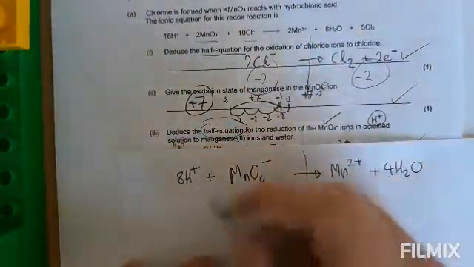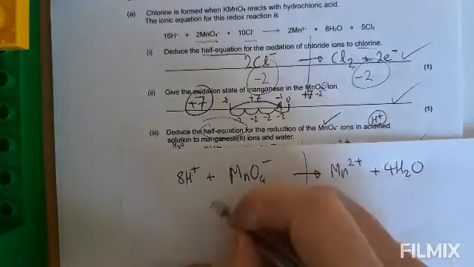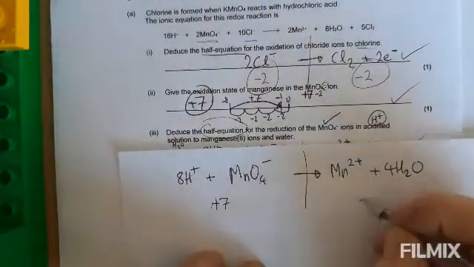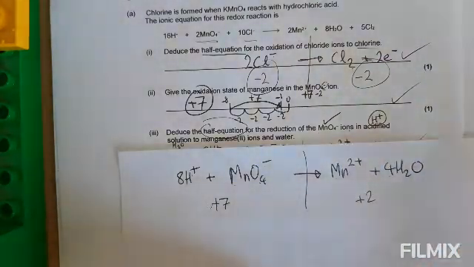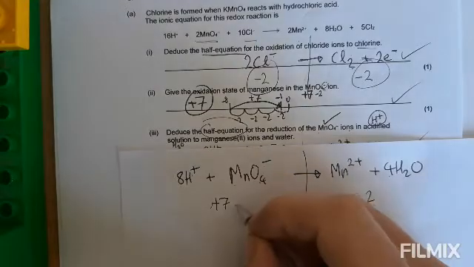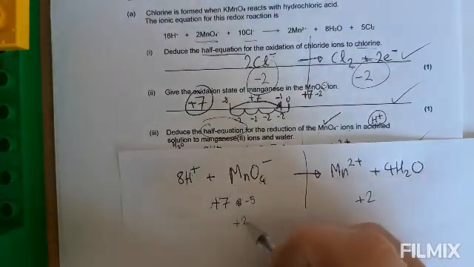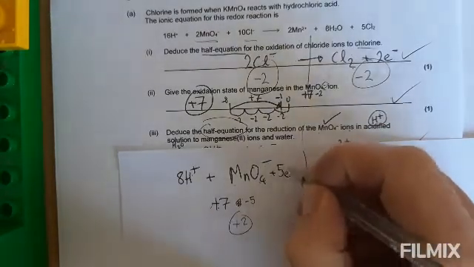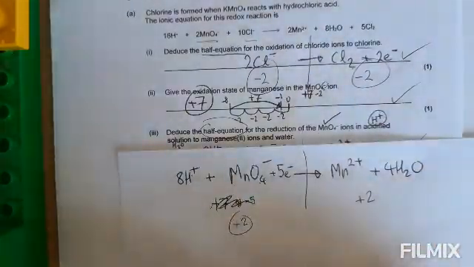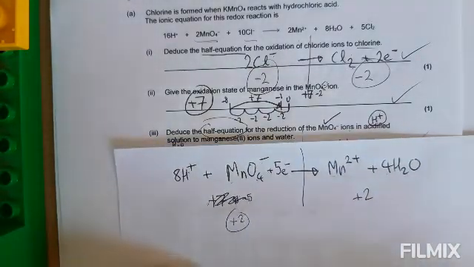The final step then is to balance charges. On this side, currently I've got 8 pluses and a minus, so that's +7. On this side, I am +2. So how do you get these two to balance? By adding electrons. You realise that if you minus 5 from this side, they will both equal +2. +7 minus 5. So if you put 5 minuses on this side, both sides now have an overall charge of +2. So that is your finished half equation.